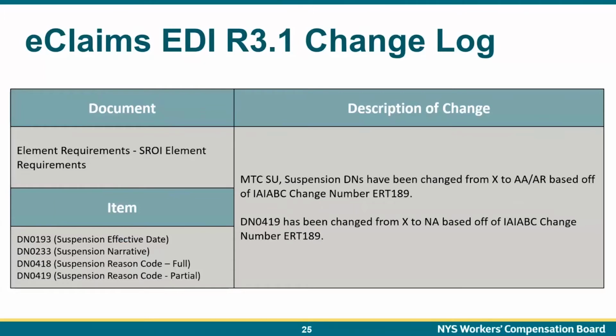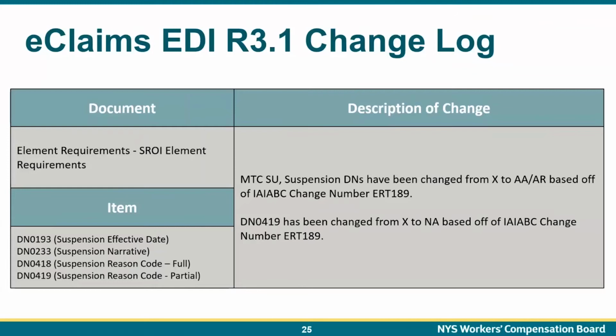Change log item number 39. MTC SROI SU processing rules indicate it may report suspension information. However, the SROI element requirement table marks the suspension DNs as X to be excluded. It appears the element requirement table should be amended to apply if applicable or available instead of X on MTCs 0193, 0233, 0418, and 0419 to limit states in applying AA, AE, AR, or NA.